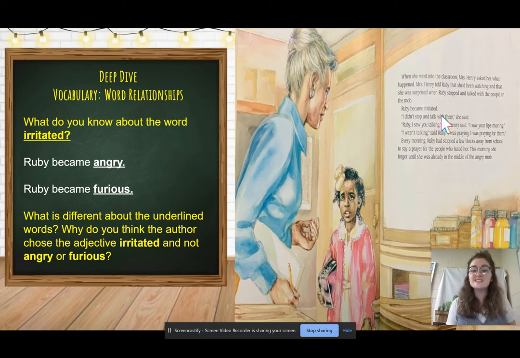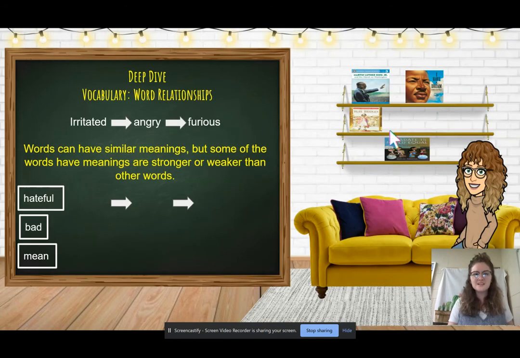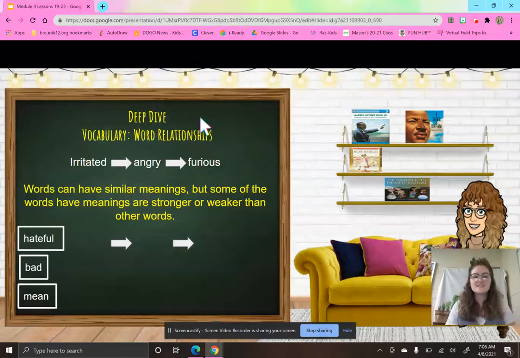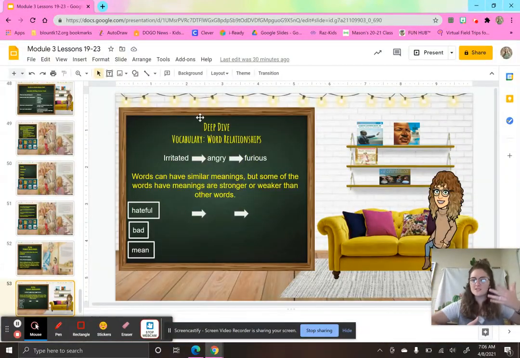So for this sentence, irritated makes sense, right? Ruby was a little upset, but she wasn't angry. She wasn't furious. She wasn't ready to scream or walk away. She was just a little bothered by what Mrs. Henry said. So we could say that irritated is our weakest, angry is our in the middle, and furious is our strongest. Let's look at some other words and see if we can think of which ones would be the weakest to the strongest. All right, so hateful, bad, and mean.